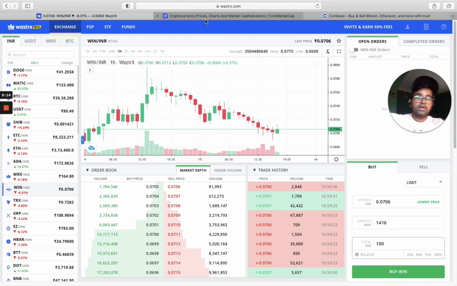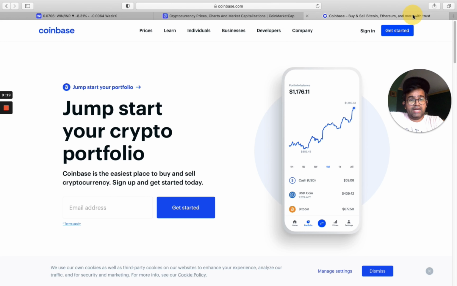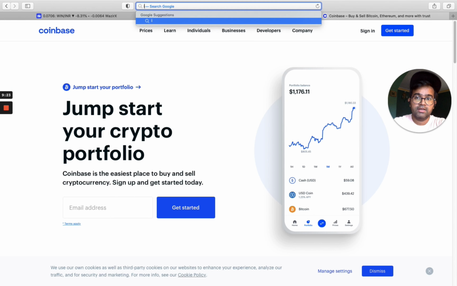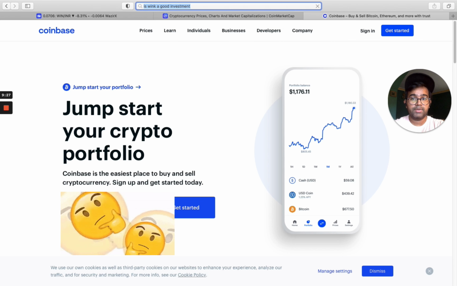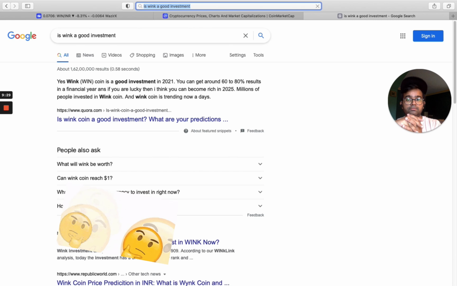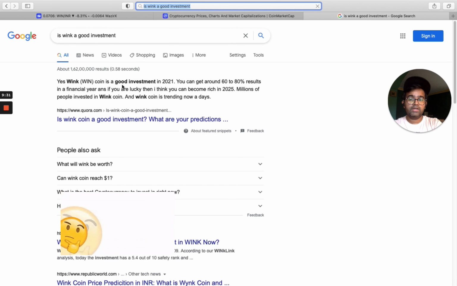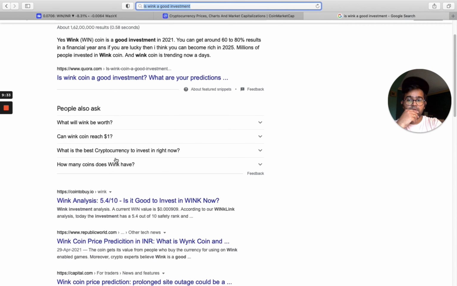So I was looking at this coin WINk, right? Let's say I don't really understand this and I don't know what it is. So I'll write there, is WINk a good investment? See, it just picks up a page. Okay, WINk coin, blah blah blah. How much will it be for?